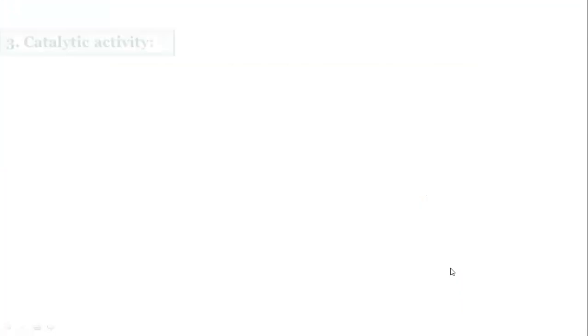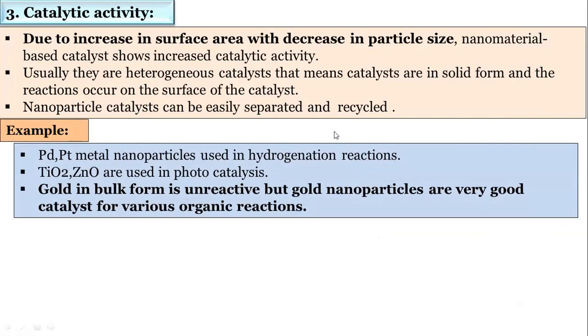We will take some examples also. Usually this is done in heterogeneous catalysis. You know, heterogeneous catalysis means the catalyst and the reaction phases are different. If the catalyst is in solid form, then the reactant will be in liquid form or gaseous form. So these nanoparticles, nano catalysts, can be easily separated and can be recycled. That's why nowadays these are used.